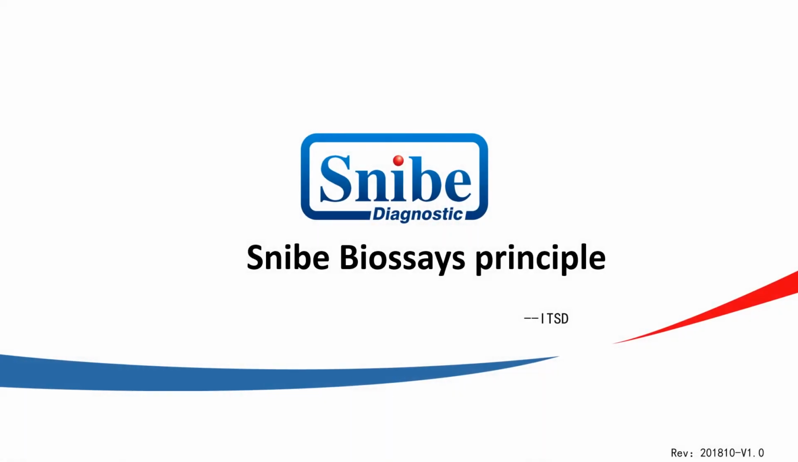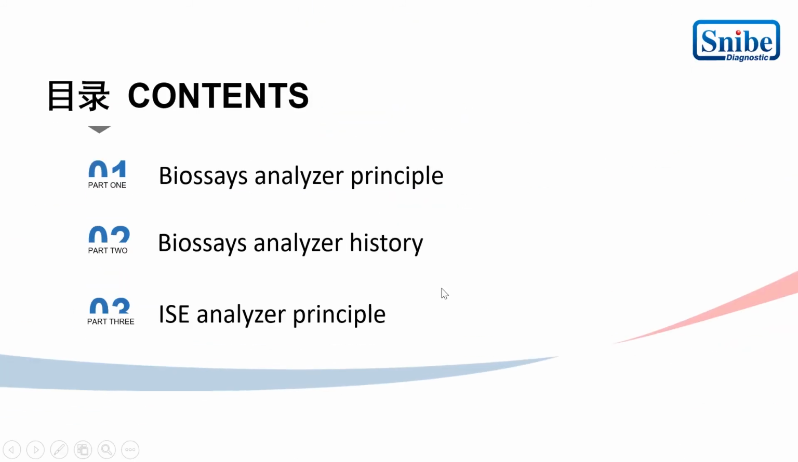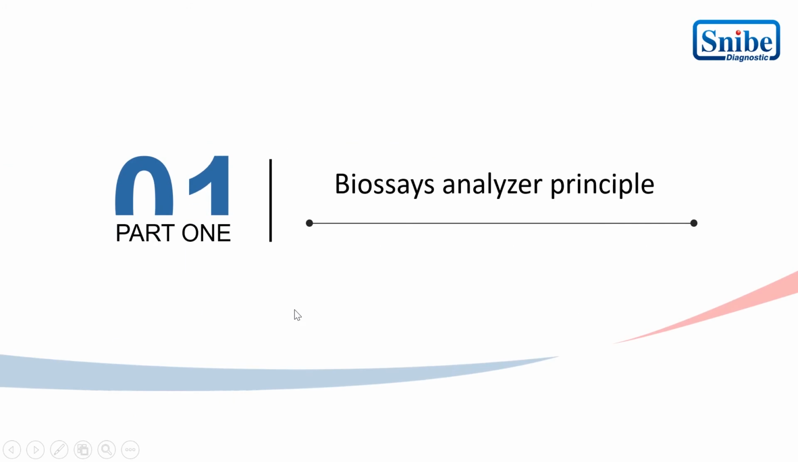Today, we are going to introduce Sniper biases principle. There are three parts. Part 1, biases analyze principle. Part 2, biases analyze history. Part 3, ISE analyze principle. Part 1, biases analyze principle.